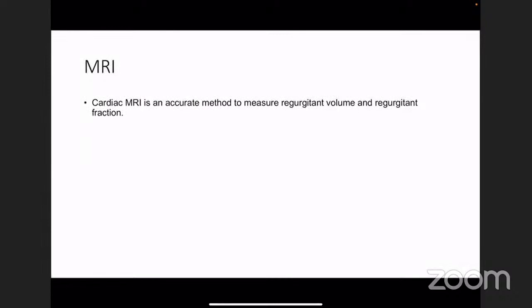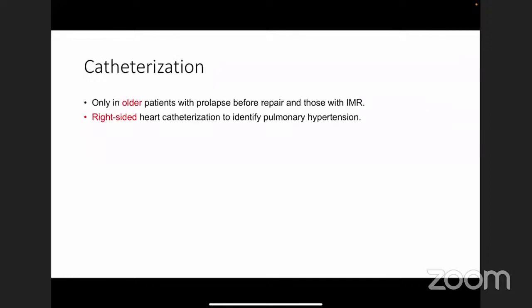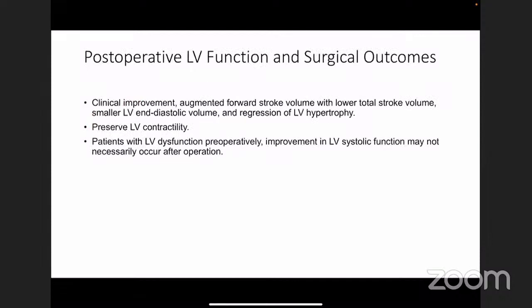MRI is an accurate method for measurement of the regurgitant volume and fraction. CT is an imaging technique that can fully evaluate both cardiac structure and function. Catheterization only in older patients before repair or with IMR. Right side catheterization to identify pulmonary hypertension.